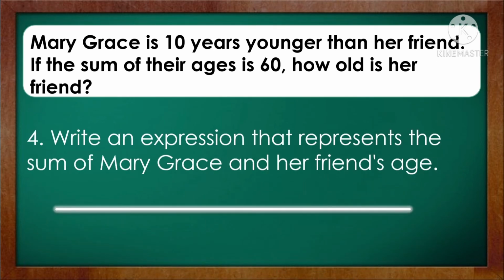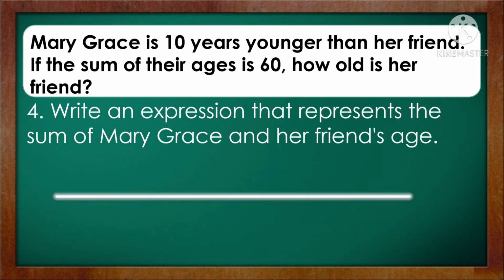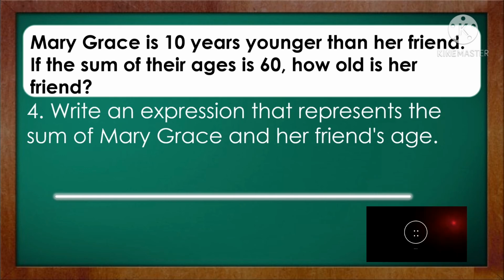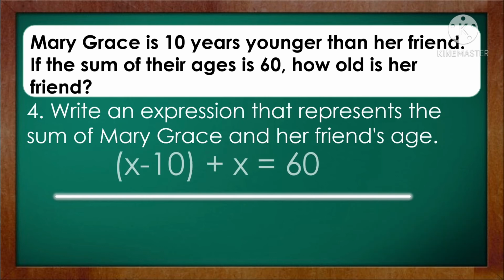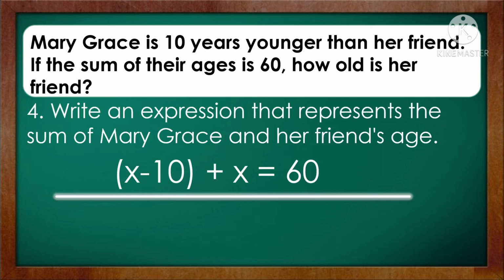Number 4. Write an expression that represents the sum of Mary Grace and her friend's age. What do you think will be our equation? You have 3 seconds to answer. That's correct. We have quantity x minus 10 plus x is equal to 60. Since Mary Grace's age is x minus 10 and her friend's age is x, together the sum of their ages is 60.